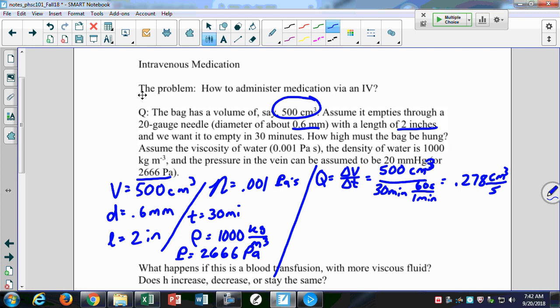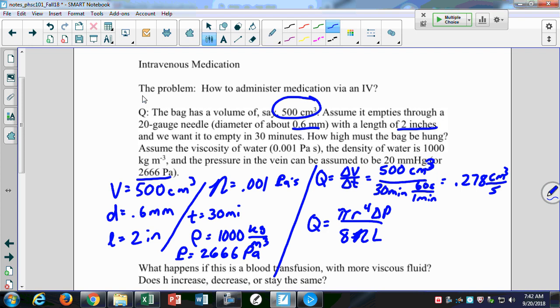Now, my pressure differential. I know also that my Q is equal to pi r to the 4th times delta P divided by 8 eta L. So this is just our Poiseuille equation. And notice I have all these things. I know what the viscosity of the fluid is, that's my 0.001. I know the length of the needle through which the fluid is going to go. And I also know the diameter, and the radius is half the diameter.